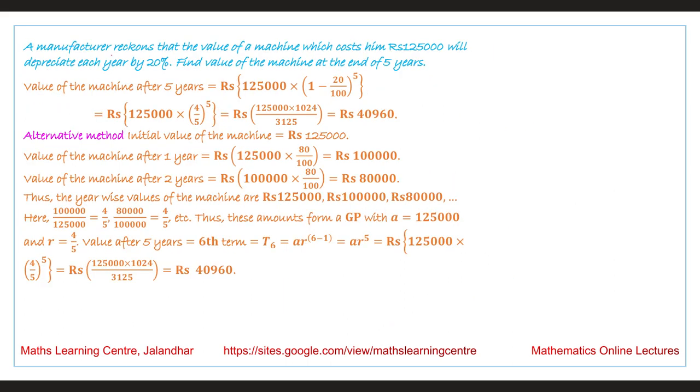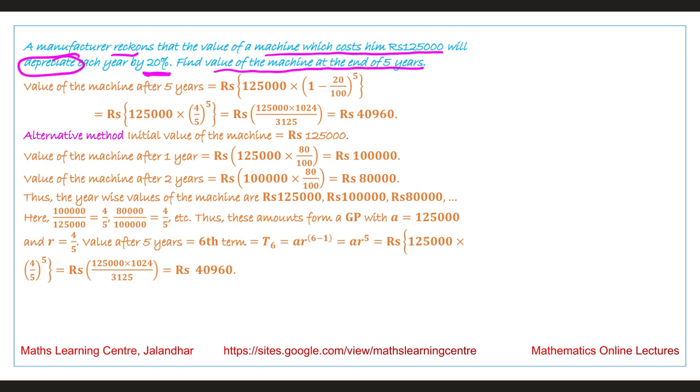Next, a manufacturer reckons that the value of a machine which cost rupees 1,25,000 will depreciate every year by 20%. Find the value of the machine at the end of 5 years. So we are saying now this is a question of depreciation.